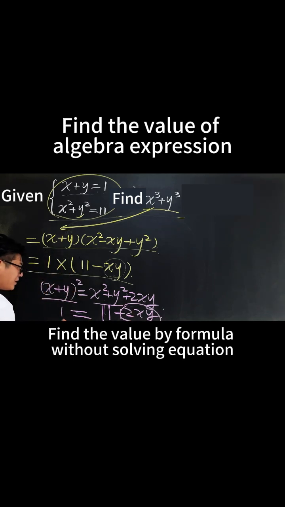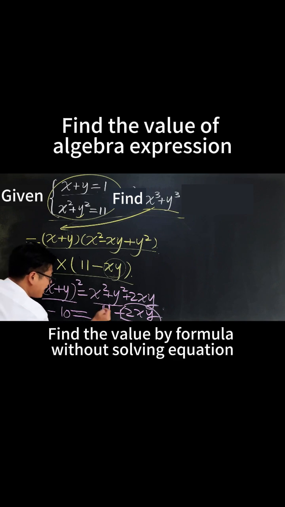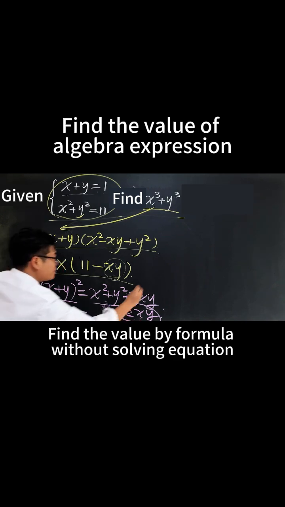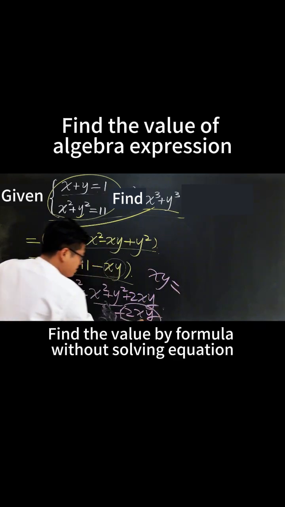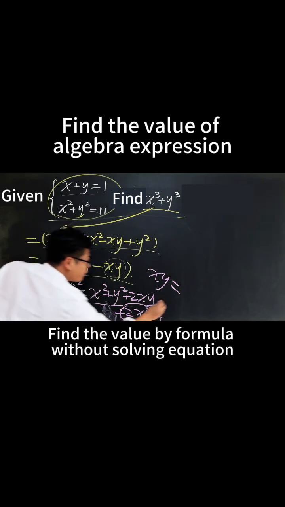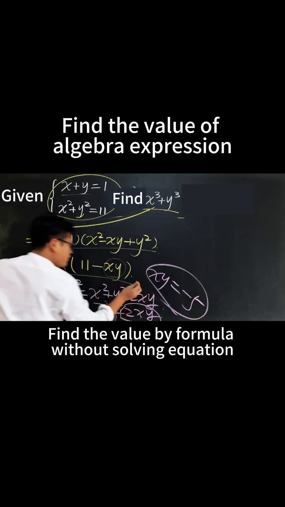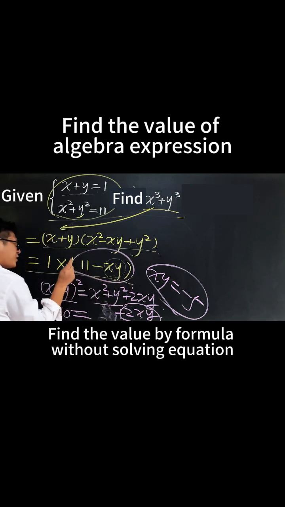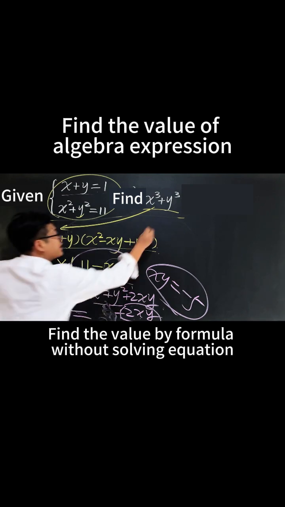Isn't 1 minus 11 equal to negative 10? If it's negative 10, what does xy equal? Doesn't xy equal negative 5? If xy equals negative 5, substitute negative 5 into 11 minus negative 5. Doesn't that give you 16? So the answer is 16, right?